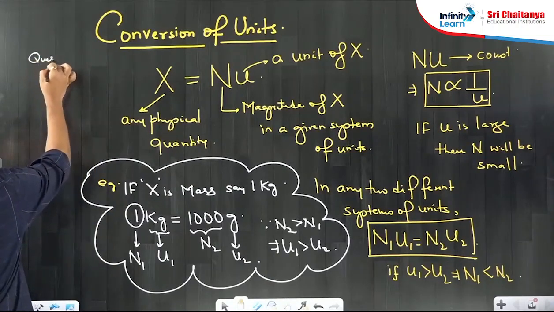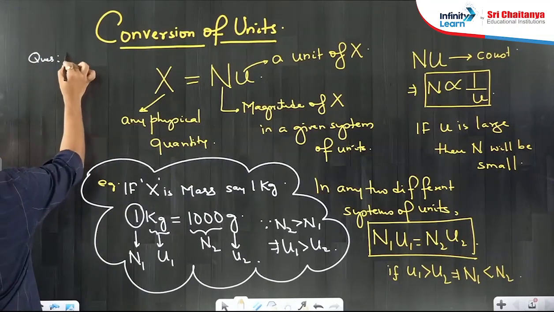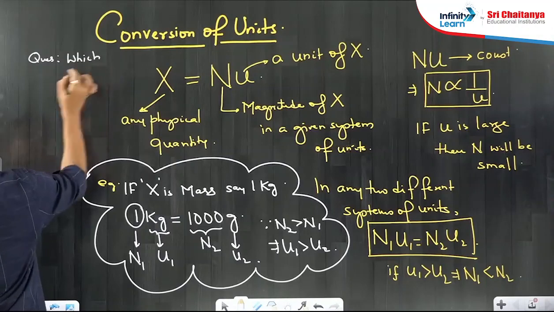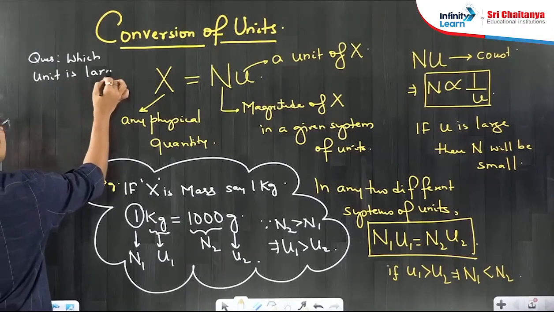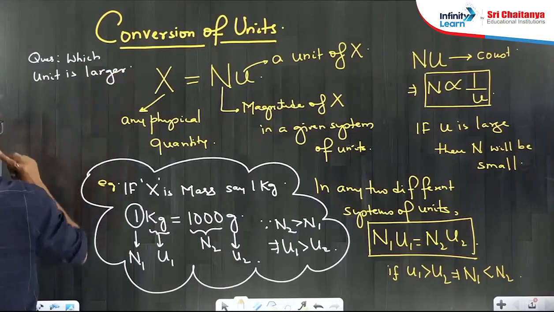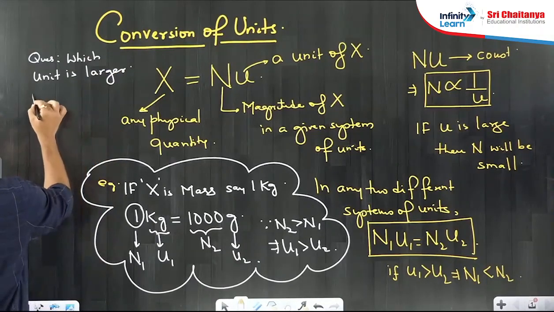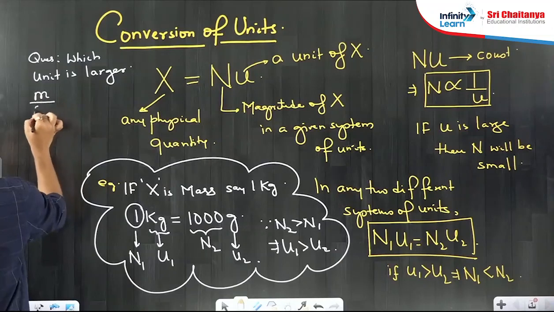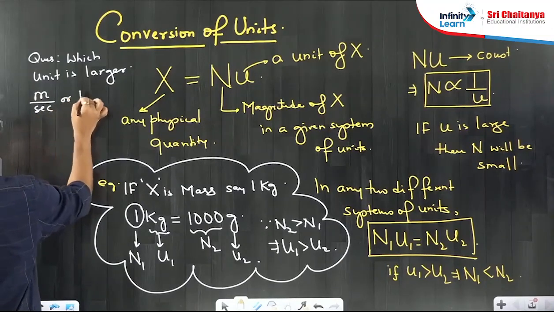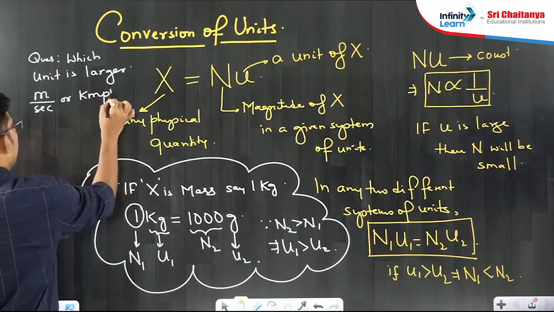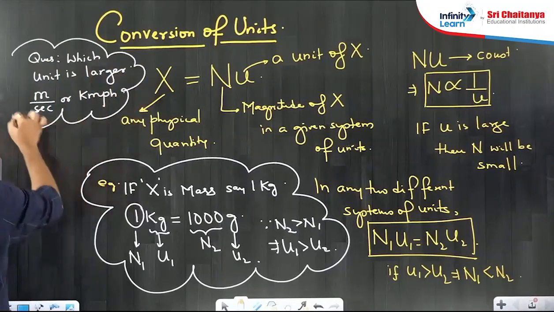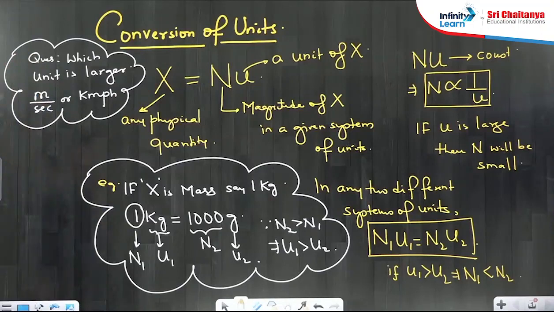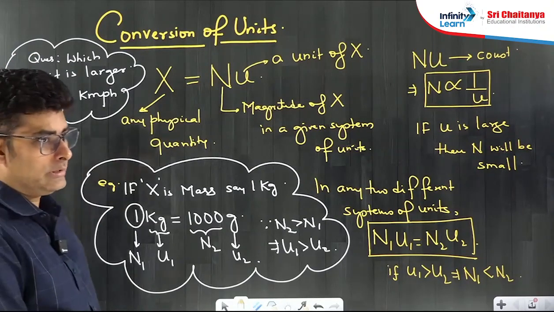Okay, just after noting this particular example, please tell me fast which unit is larger. This is the question, reply fast. Which unit is larger? Meter per second or kilometer per hour? Okay, now we are getting the reply as kilometer per hour is the larger unit.